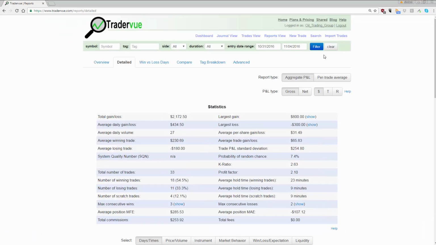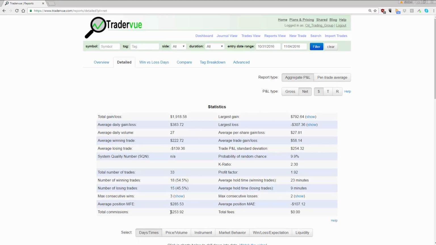So what you're looking at here is the TraderView platform. It's a place where I upload the trades for the week, and this is kind of how we did for the week. This is what the gross was. I'm going to flip it over here to net. This is net after the commissions get factored in.